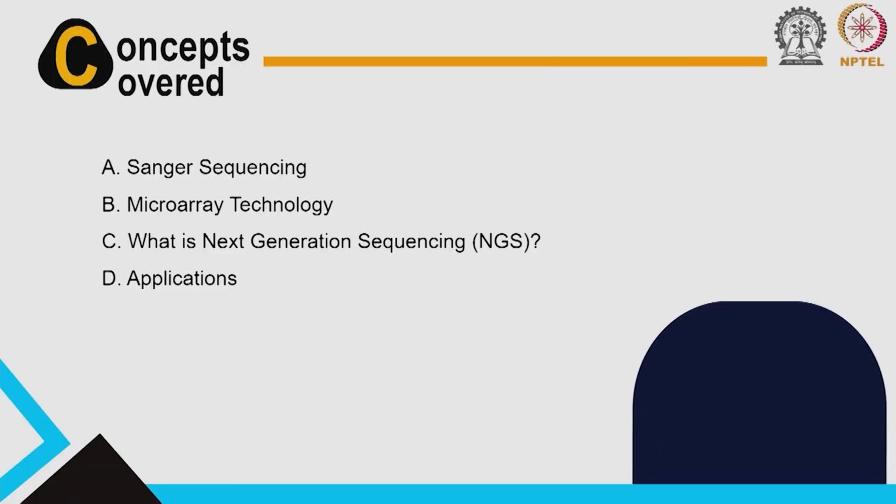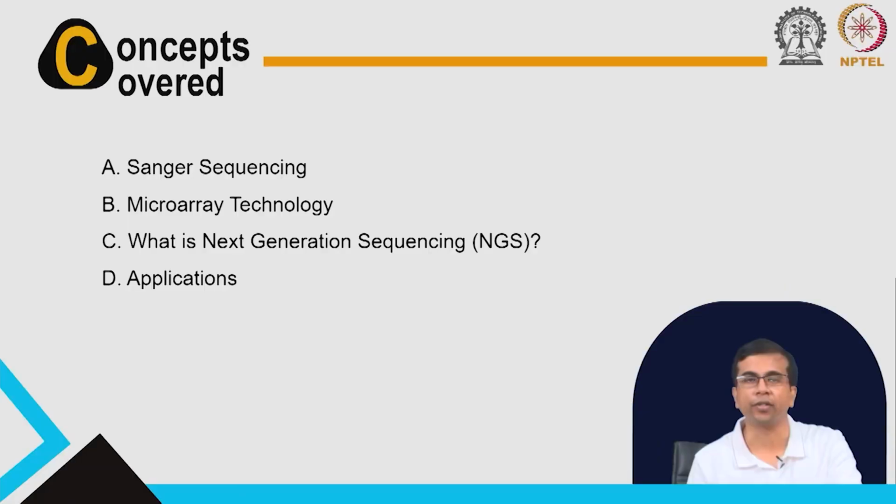So, let us begin. This is the agenda for today's class. We will start with the Sanger sequencing method. This is the first direct sequencing method that was available. We will talk about microarray technology. This is a high throughput method that actually allowed some degree of mutation identification and gene expression analysis.